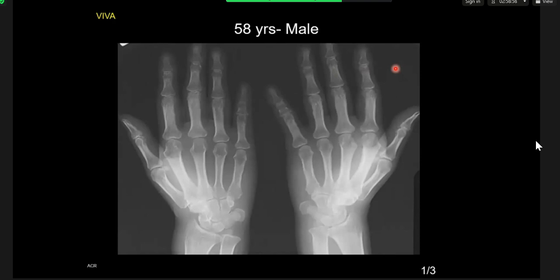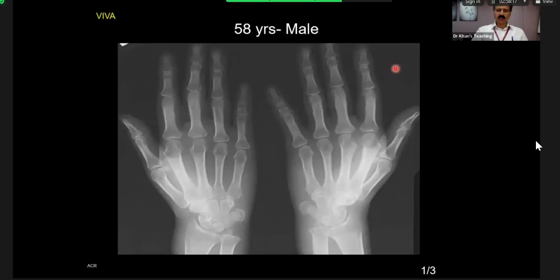There is generalized periarticular osteopenia with loss of joint space in the proximal joints, in the carpal metacarpal joints, as well as in the carpal joints. I can't see any erosions. The distal joints appear to be well preserved. I can't see any associated soft tissue nodules or soft tissue components. So my primary diagnosis in this patient will be rheumatoid arthritis.